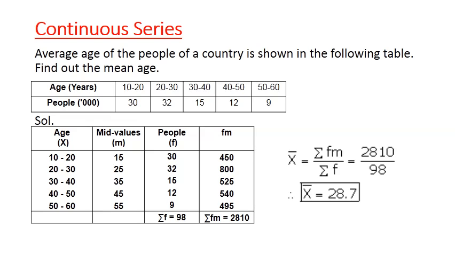Then the multiplication of f and m: 30 into 15 is 450, 32 into 25 is 800, 15 into 35 is 525, 45 into 12 is 540, 55 into 9 is 495. Mean is summation of fm divided by f, which is equal to 810 divided by 98. And x bar here is equal to 28.7. This is how you will calculate mean in case of continuous series by direct method. This is direct method, not assumed mean method.